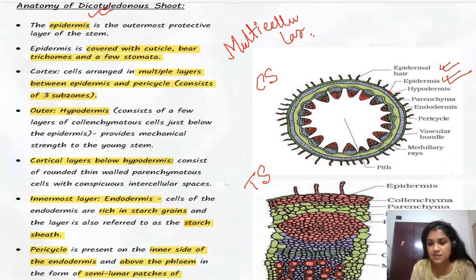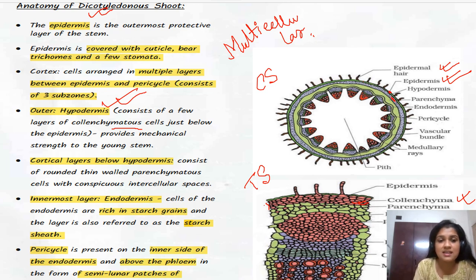Cortex is formed of multiple layers between epidermis and pericycle. Outer part of cortex is known as hypodermis. This is this layer. This is hypodermis. What is hypodermis? It consists of a few layers of collenchymatous cells just below the epidermis. So this is just below the epidermis.